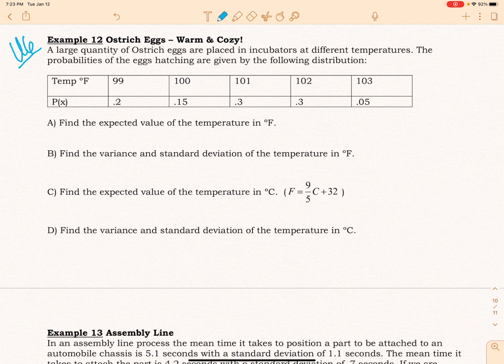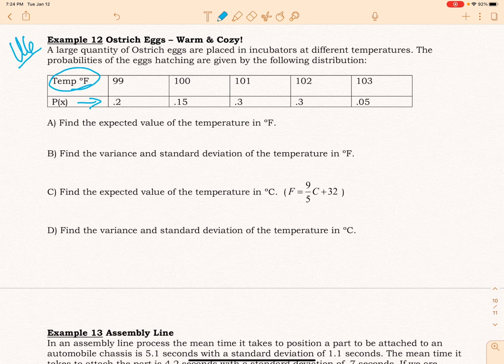So, of course, I give you the distribution here, and I give you various temperatures at which the eggs would hatch. And then in the other row here, I have the probabilities of eggs hatching at those particular temperatures. Now, I know that we're not dealing with discrete distributions in this particular unit, but it is going to serve to further establish how we transform values from one unit of measure to the other. So that is why I'm using it.